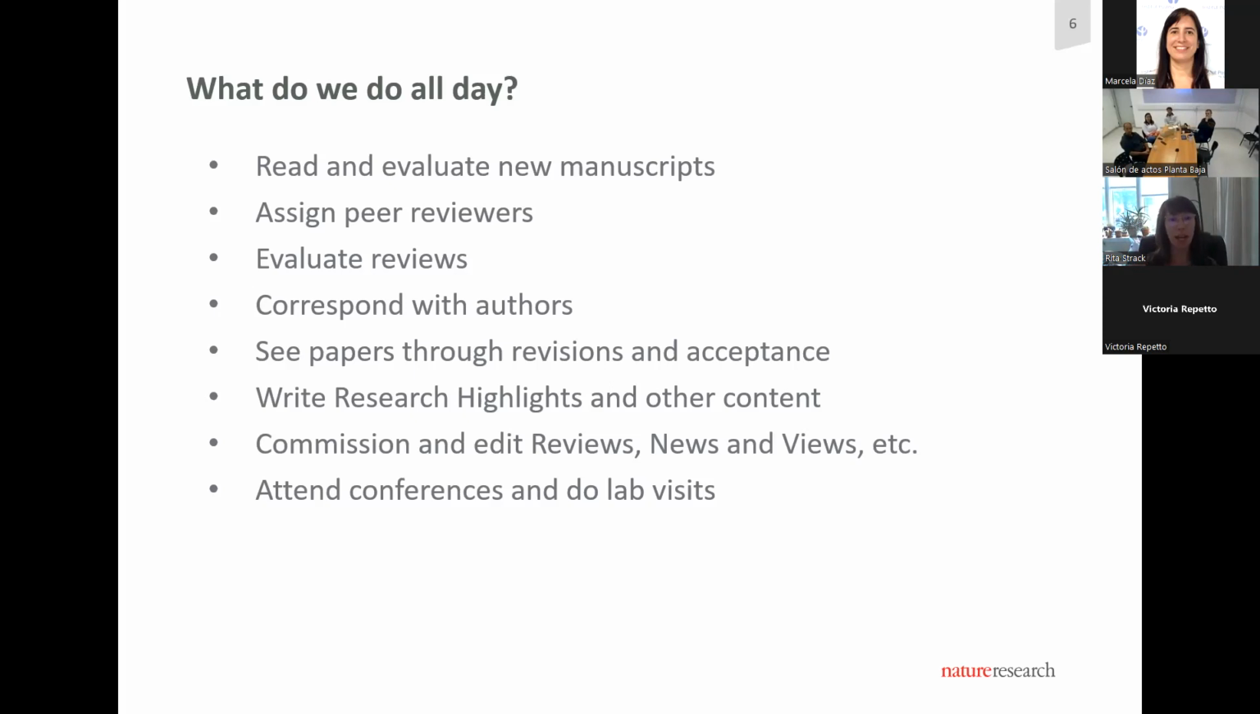Nature Methods also has a large magazine portion of the journal, which we call the front half. And that's where things like research highlights, the editorial and other contents that we write are contained. We also do quite a bit of commissioning for things like reviews, news and views, perspectives, comments. Obviously, some of those pieces just get submitted to us, but quite a few, I'd say about half, are things that we seek out from the community and commission. In addition to that, we attend conferences and do lab visits and give lectures like this.